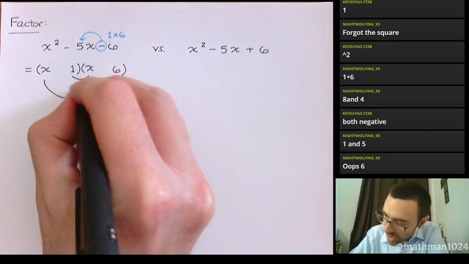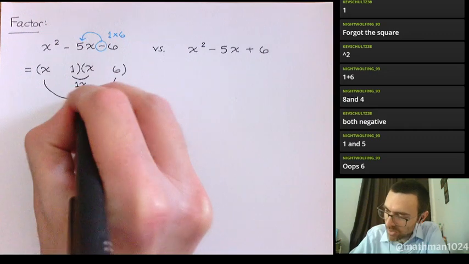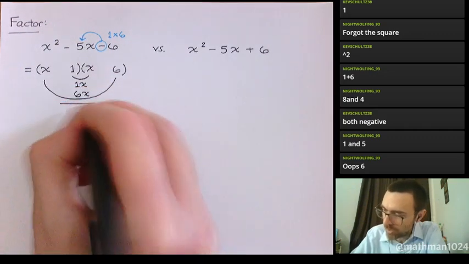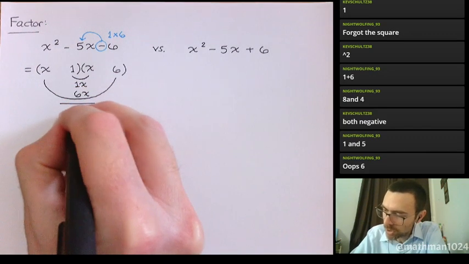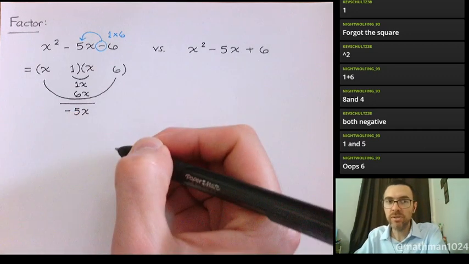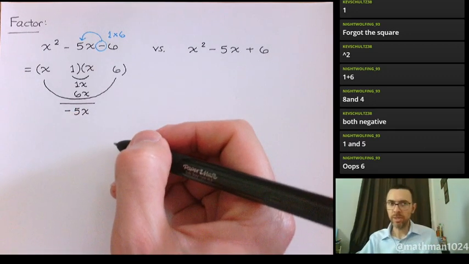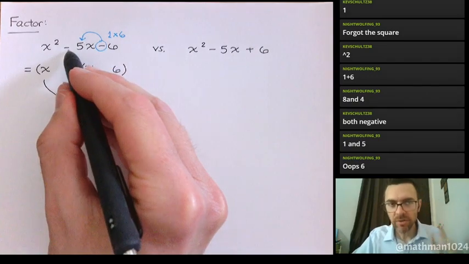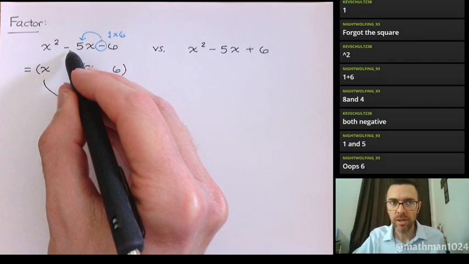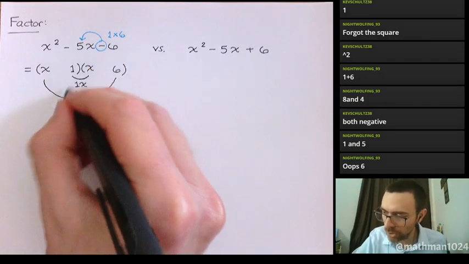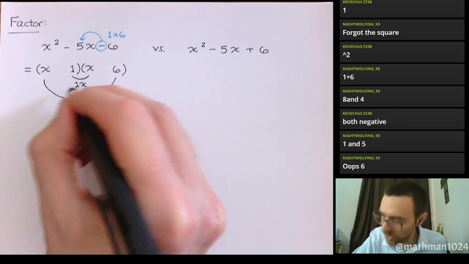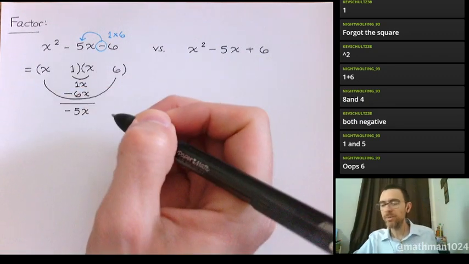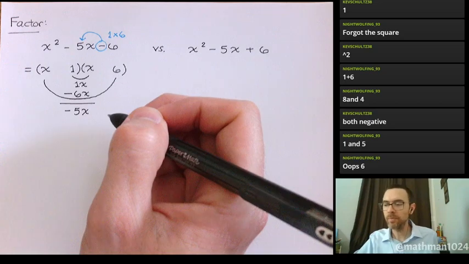So here I've got 1x. On the outside I have 6x. And somehow I'm supposed to end up with the correct middle term of negative 5x. But as I said before, the sign of the middle term will be the same as the sign of the larger of these two guys right here. So the 6x has to be negative because it has to match that sign.